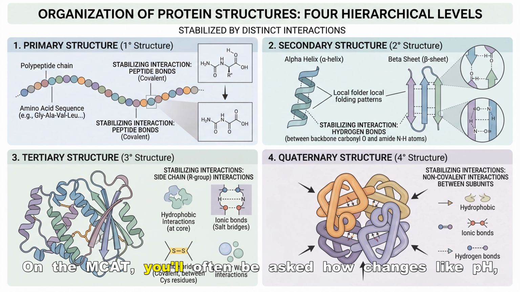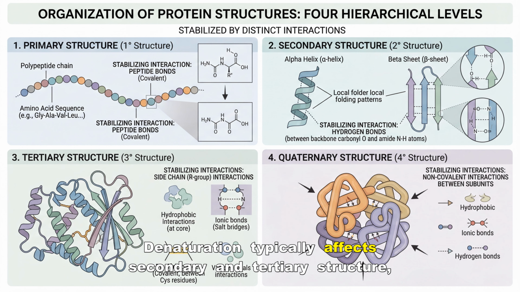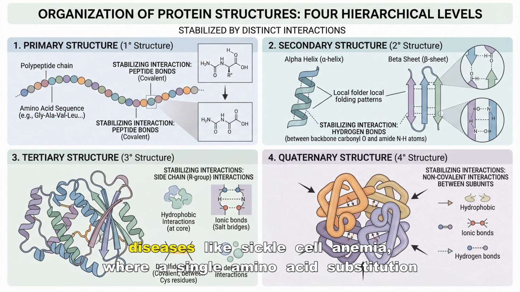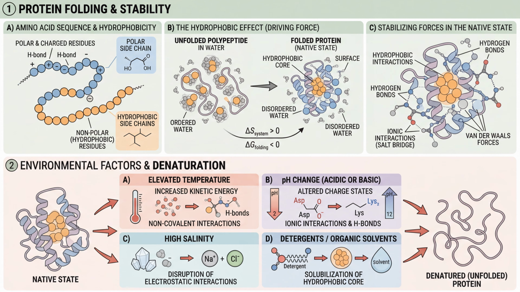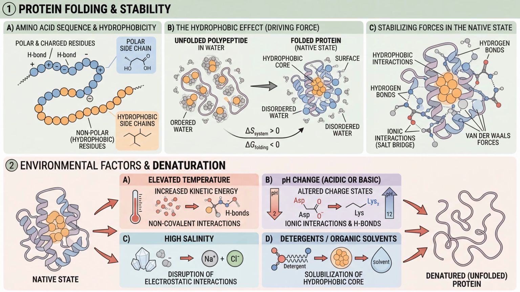On the MCAT, you'll often be asked how changes like pH, temperature, or mutations disrupt specific levels. Denaturation typically affects secondary and tertiary structure, but not primary. Also, expect connections to diseases like sickle cell anemia, where a single amino acid substitution alters protein behavior. Understanding which interactions are disrupted helps predict functional consequences.